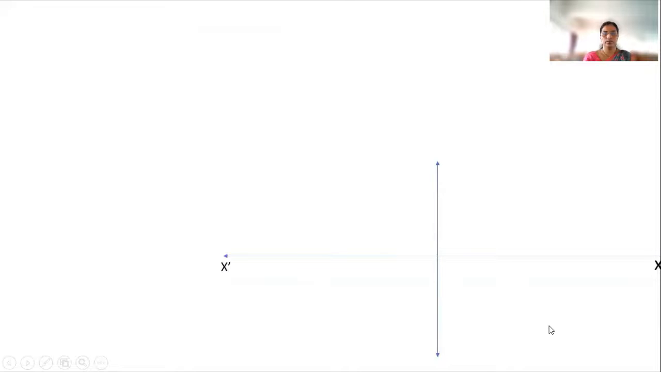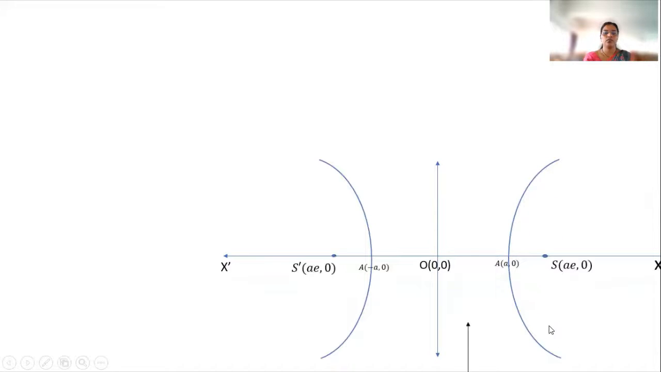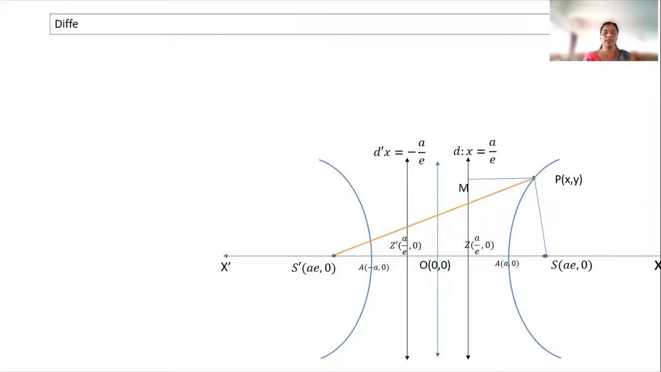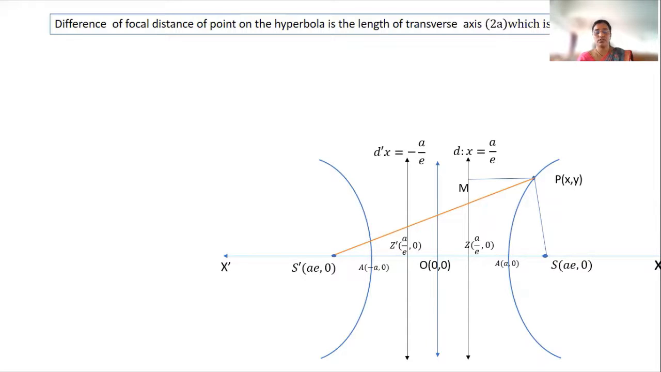Now, consider the hyperbola with foci S, S dash and directrices D, D dash. Let P be any point on the hyperbola. Then SP and S dash P are the focal distances. Then the difference of focal distances of a point on the hyperbola is the length of the transverse axis, which is constant.